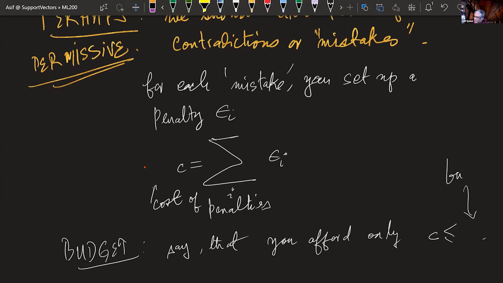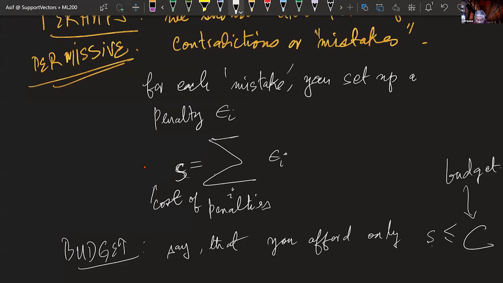Or why don't I use the word budget? People use the word C in the literature. So I was using C. Let me use the words sum of all penalties, right? Then the sum of all penalties must be less than your budget. So the language in the support vector literature is a bit at divergence with what I say. They will call this C the cost, right? But intuitively, it is more the budget for mistakes that you're allowing, so that the sum total of your mistakes or penalties does not exceed the budget you have, right?